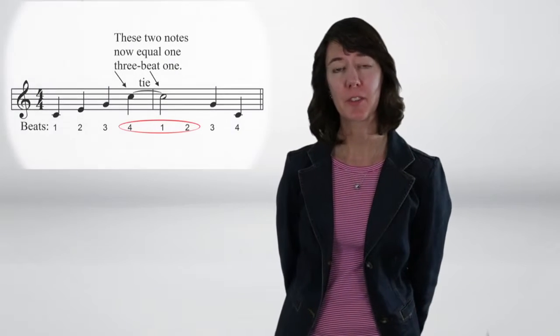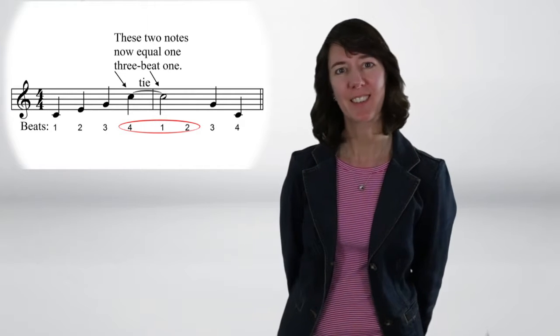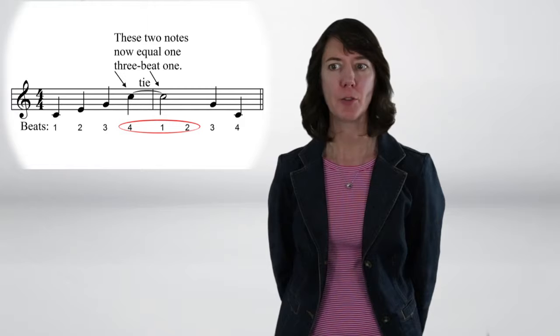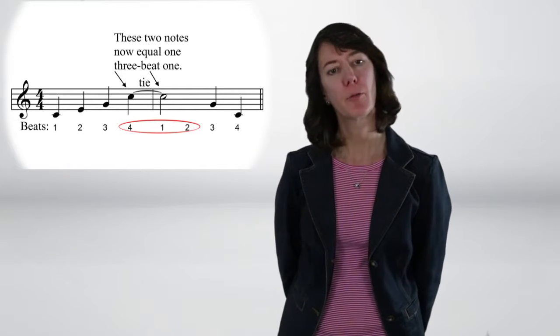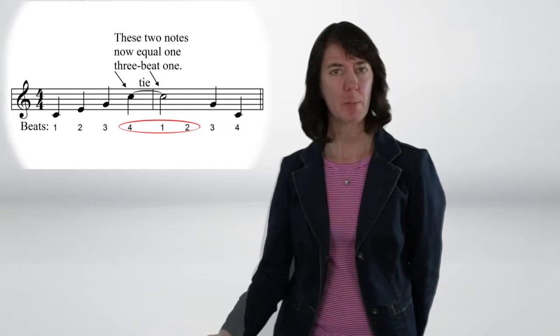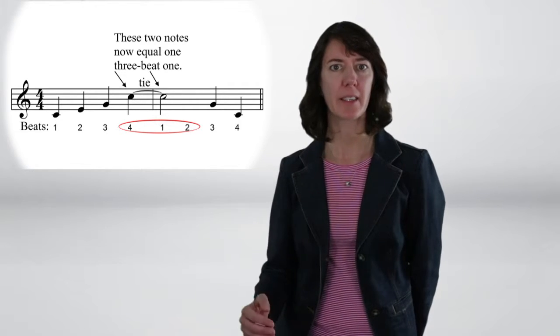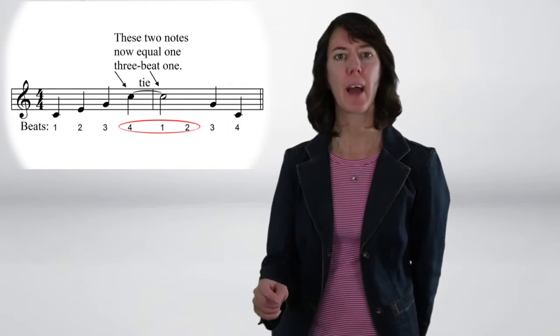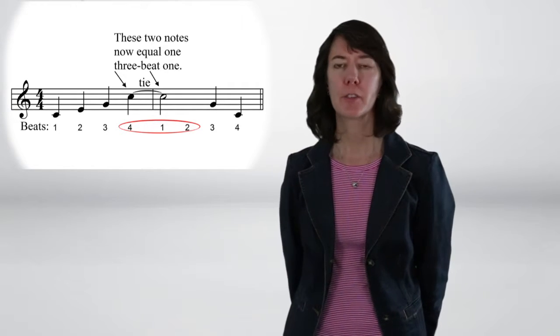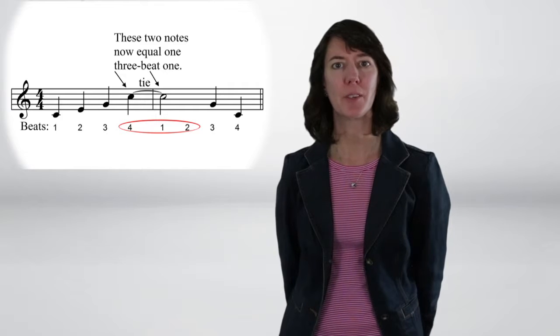So for tied notes, speaking of ties, it acts the same way. You want to take a look at the note values that are tied together, and if one value is different than the other one especially, you maybe want to subdivide that greater value so that you know how many beats are in that note. So let's take a look at the example here.